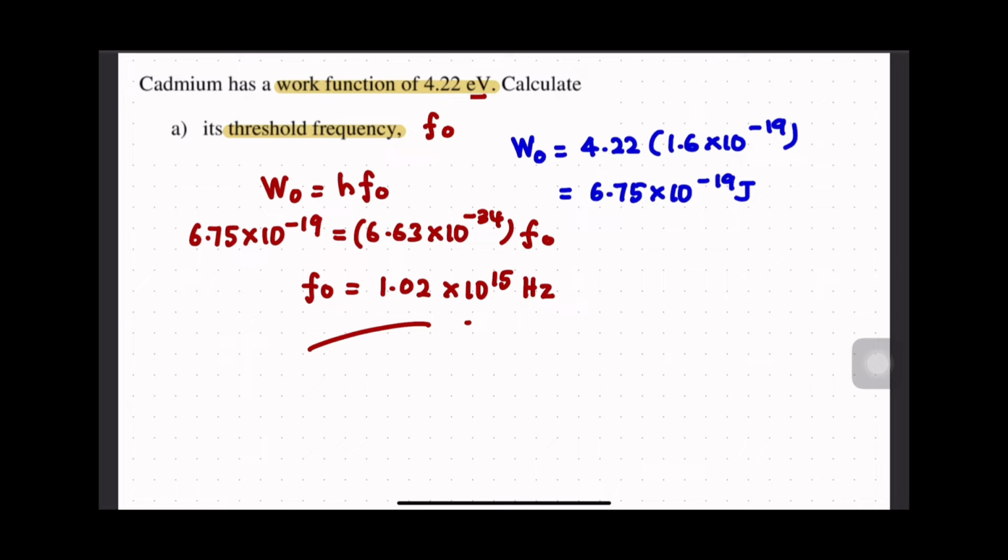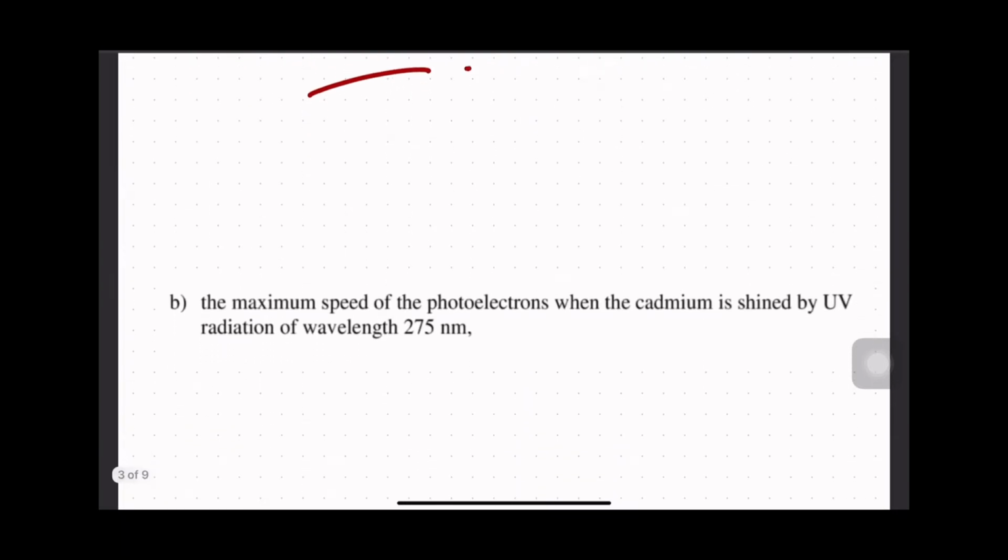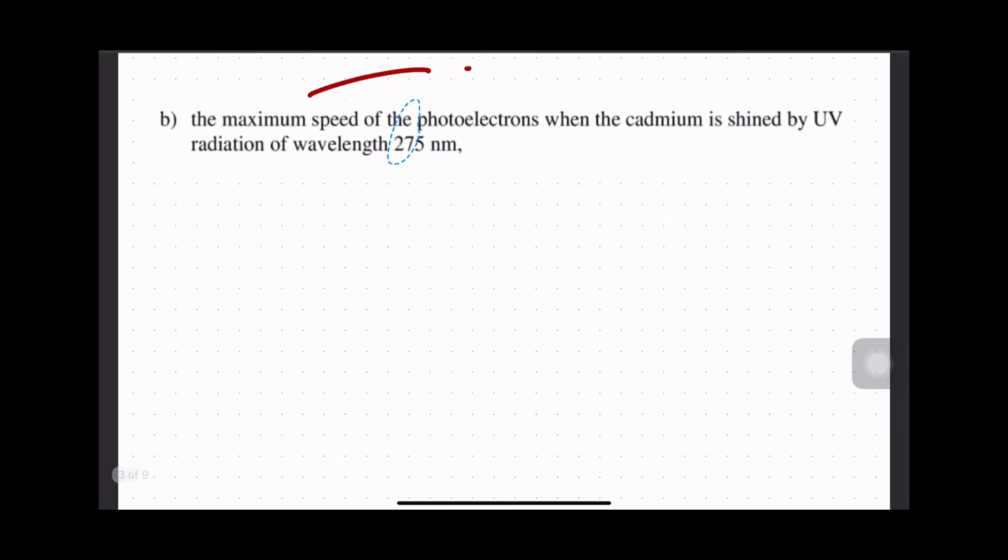Okay, this is if they ask for the threshold frequency. Okay, next question, part b. They ask you to calculate the maximum speed of the photoelectron when the cadmium is shined by UV radiation of wavelength 275. So whose is this 275? This 275 belongs to the light. So this is the energy of light, you can calculate. Energy of light equals hc over wavelength.